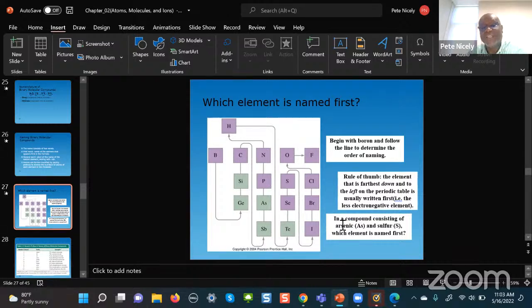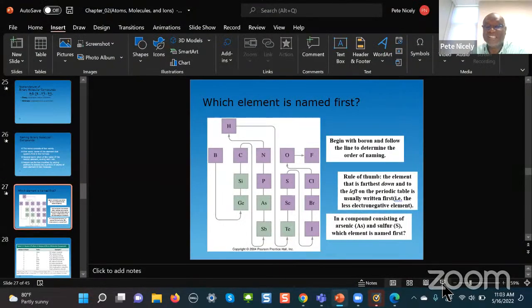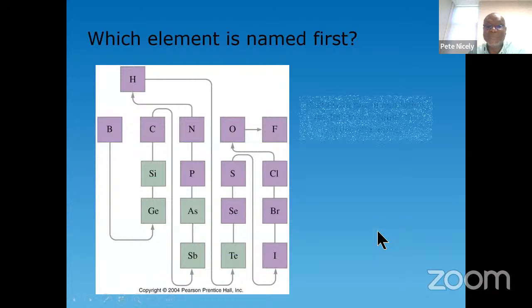So for example, if you have a compound consisting of two elements, arsenic and sulfur, and the question is asking which element is named first, well, if you go to the table and look at where arsenic is, which is here, and sulfur, which is here, arsenic has a lower electronegativity value compared to sulfur. So therefore, arsenic would be indicated first in the name or the formula, and then the sulfur would be indicated next, all right?